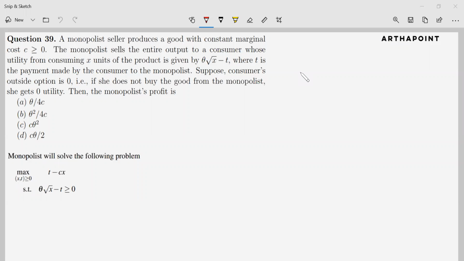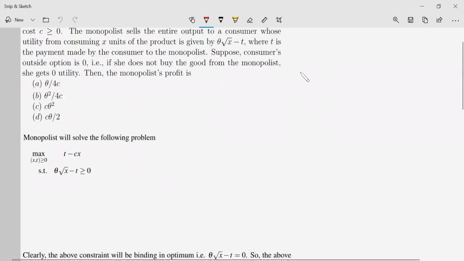Let's now solve this question on monopoly. This question was a part of the past years of Delhi School of Economics. So let's try and see what the question is saying here. There is a monopolist seller who produces a good with a constant marginal cost, and the cost is given to you as C.